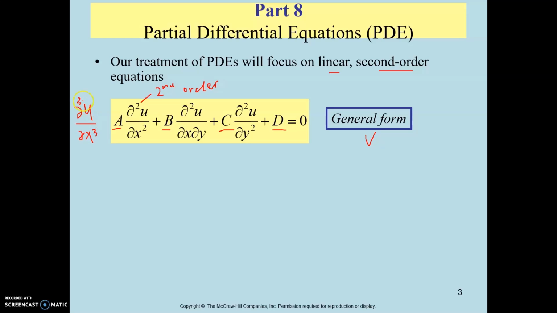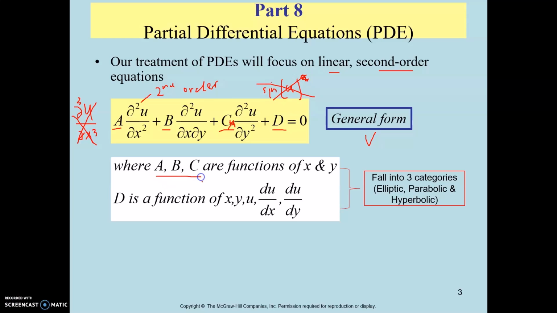In this case, it's the third order, so we won't solve these kinds of cases. Also, let's say in this case you have U with power of 2. So in this case, it's non-linear, or you have some sine U, etc. Or you have the constant C multiplied with U. So this is a non-linear case also. So these are the cases that are out of scope.